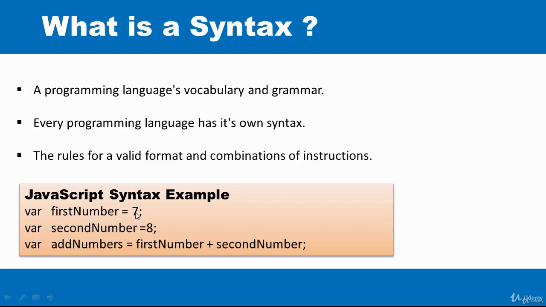So what this is basically saying is put this value 7 inside this box called first number, put this value 8 inside this box called second number. So this equals sign is known as an assignment operator. In some programming languages, you don't necessarily have to put a semicolon after you've declared something. In JavaScript, you do. Once you declare a variable in JavaScript, you need to put a semicolon. That is part of the JavaScript syntax.